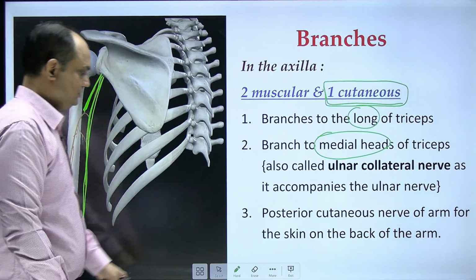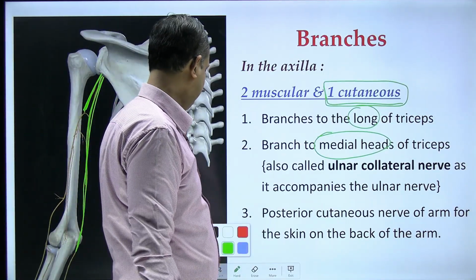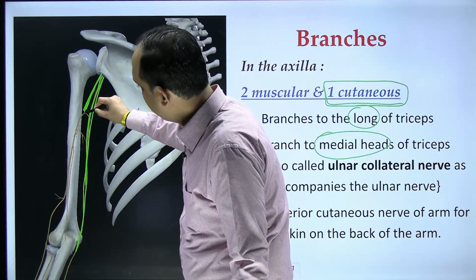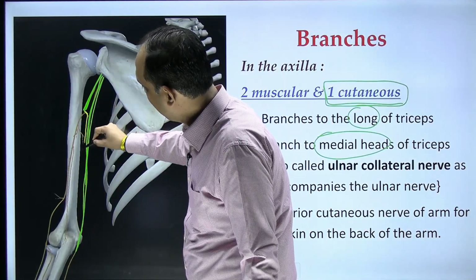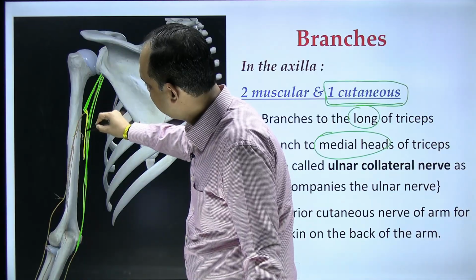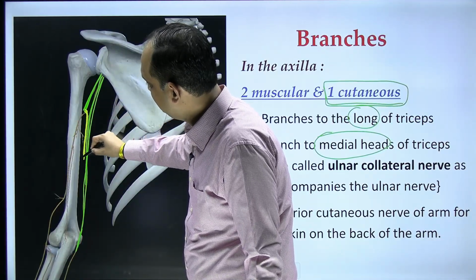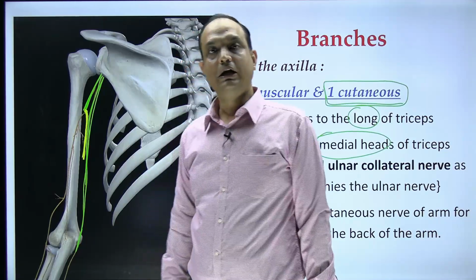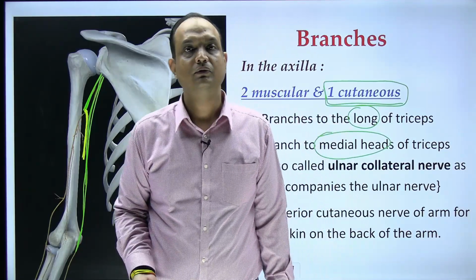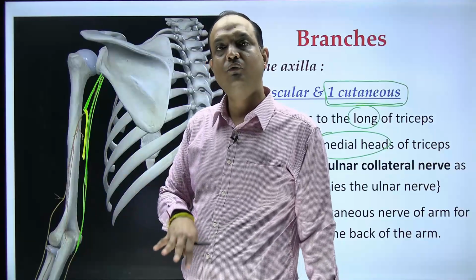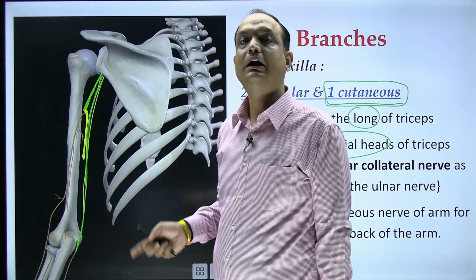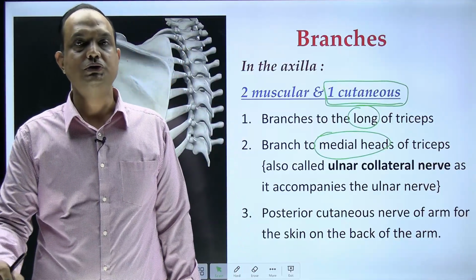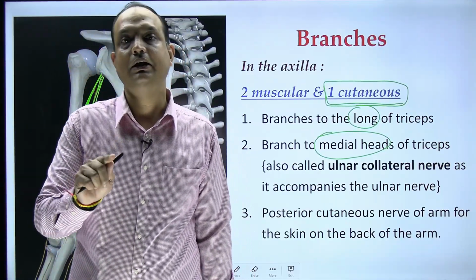Now, one of the branches which is supplying the medial head of the triceps is sometimes longer, and this branch is running along with the ulnar nerve for some distance, and that is why it is known as ulnar collateral nerve. So, what is ulnar collateral? The branch of the radial nerve which is running along with the ulnar nerve is known as ulnar collateral nerve. And the word ulnar collateral nerve is always used for the supply of the medial head of triceps.